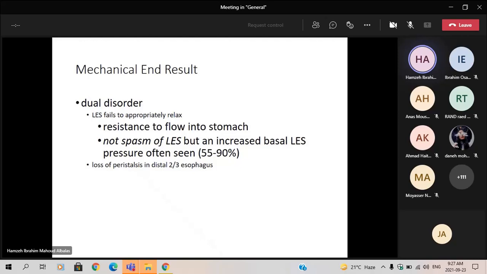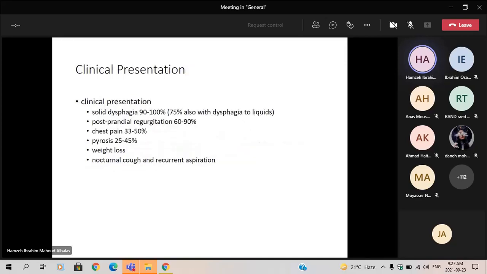In brief, the lower esophageal sphincter fails to relax, causing resistance to flow into the stomach, with an increase in basal lower esophageal sphincter pressure often seen in 55 to 90%, and loss of peristalsis in the distal two-thirds of the esophagus. Clinical presentation: solid dysphagia, then postprandial regurgitation, chest pain, pyrosis, weight loss, nocturnal cough and recurrent aspiration.